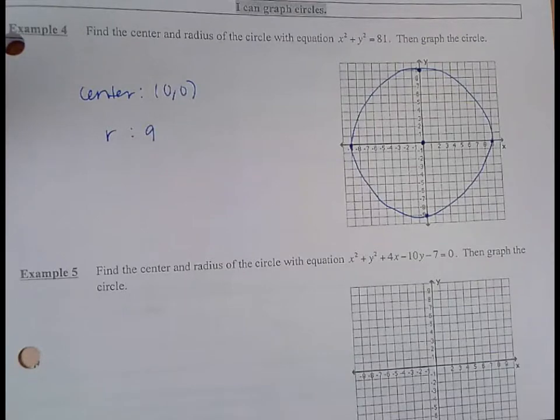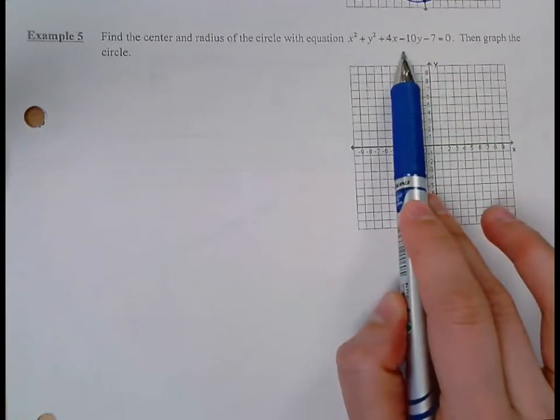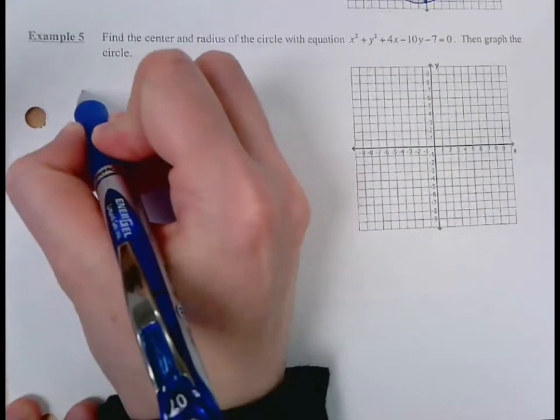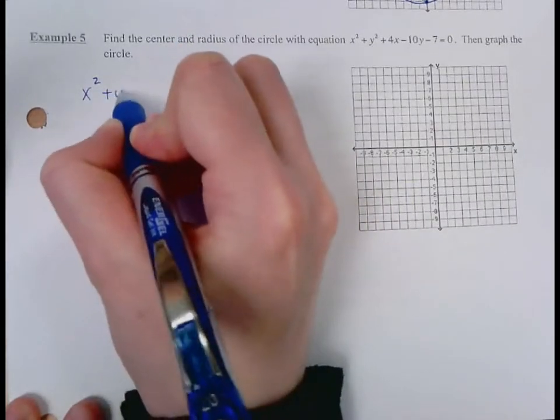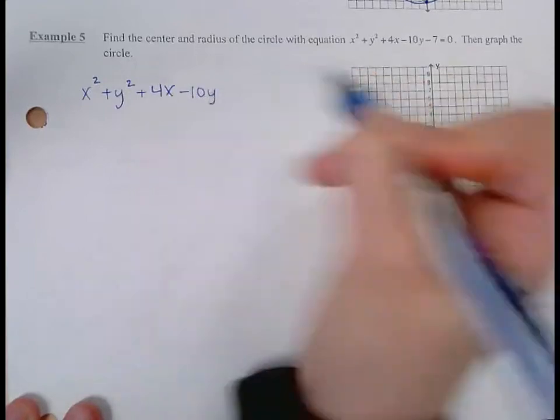Okay, then example 5. Example 5 is a little different because the equation is not in standard form. So you still need to find the center and radius of this circle. But to do that, the equation has to be in standard form. So I'm just rewriting the equation.